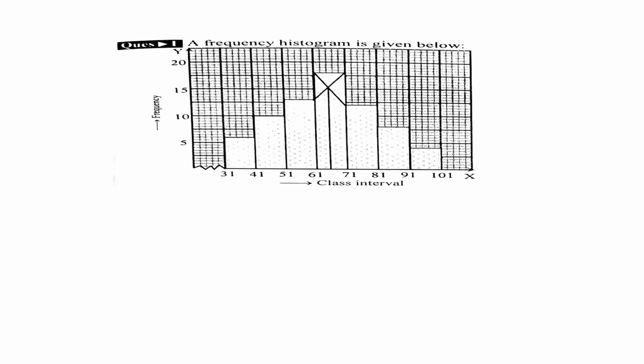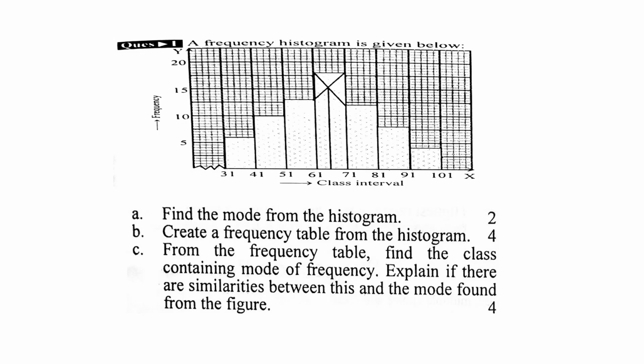Now see the frequency histogram. A frequency histogram is given below. This is a creative question. First question, find the mode from the histogram. Create a frequency table from the histogram. And question number C, from the frequency table, find the class containing the mode of frequency. Explain if there are similarities between this and the mode found from the figure.